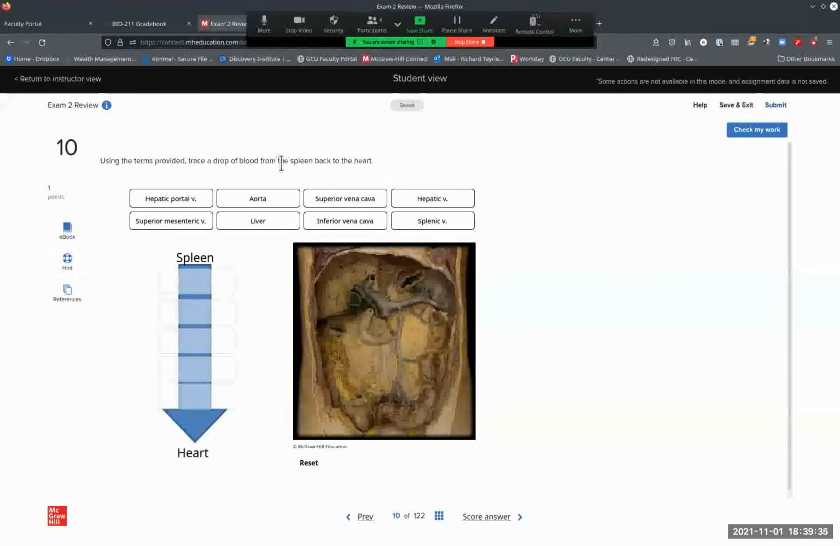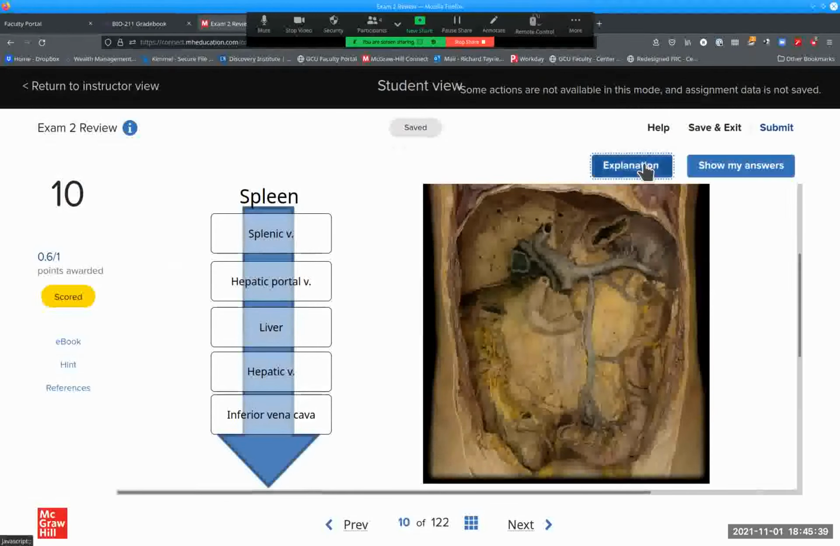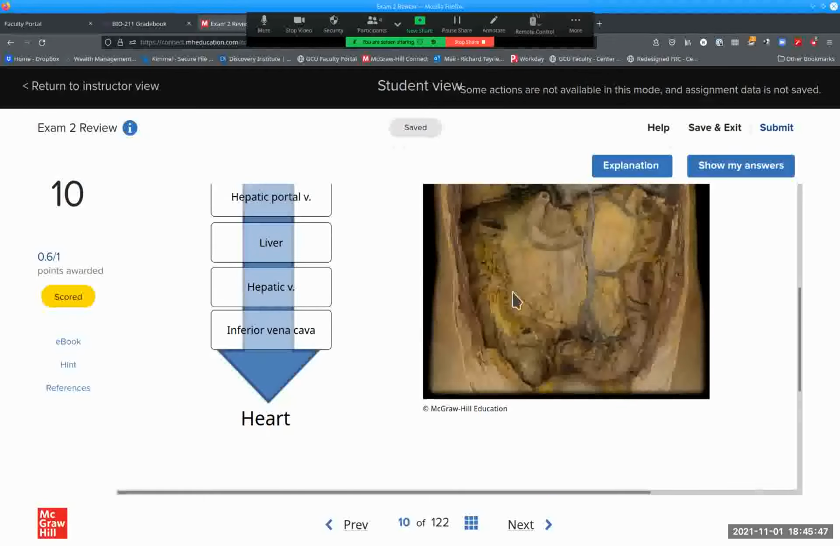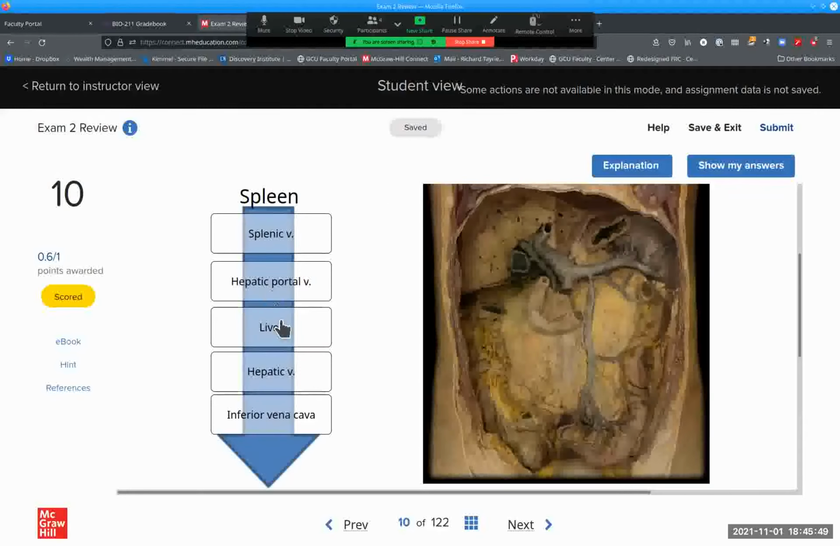Using the terms provided, trace a drop of blood from the spleen back to the heart. To the hepatic portal veins to the liver prior to returning to the heart. That's the point they're trying to make. Liver, hepatic portal, inferior vena cava.